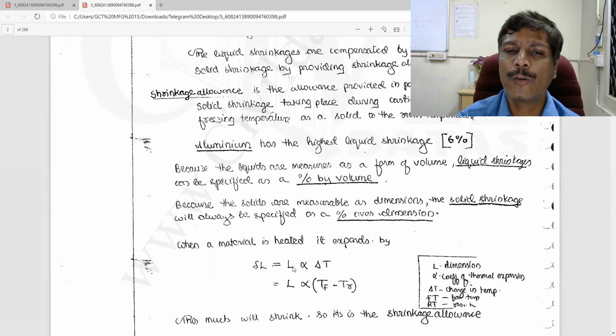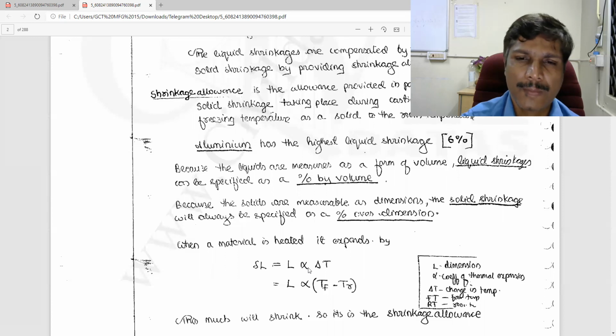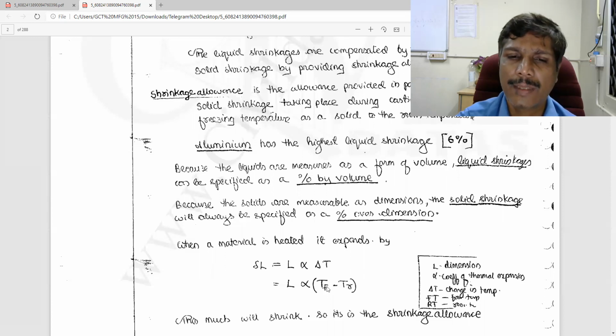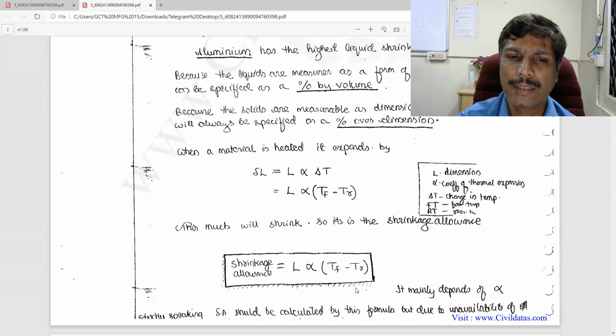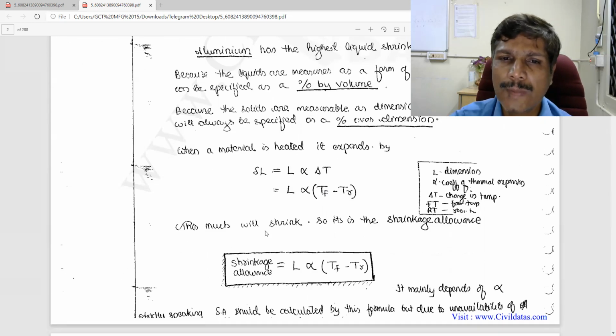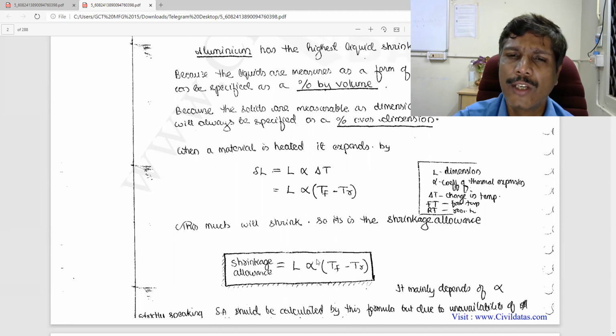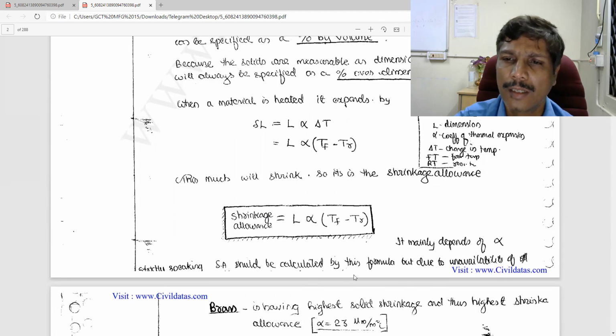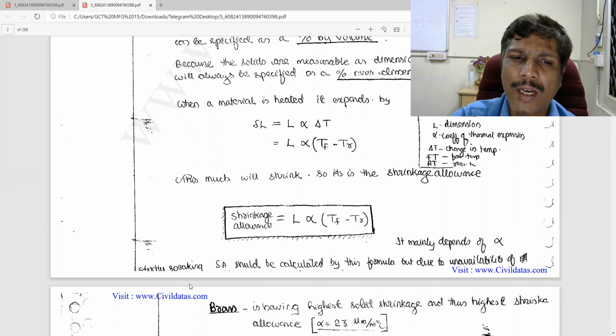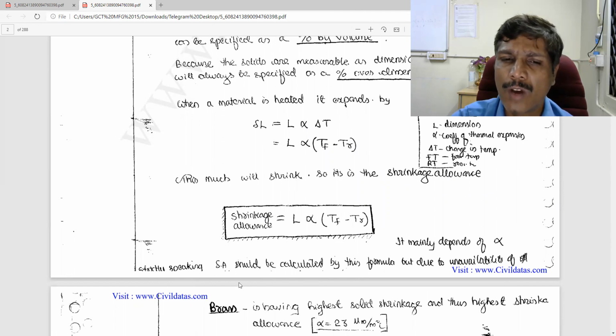When the material is heated, it expands. The delta L can be found by L into alpha into delta T, where L is the length, alpha is the coefficient of expansion, and delta T is the change in temperature, from freezing temperature to room temperature. So this much it will shrink. So it is the shrinkage allowance: L into alpha into (Tf minus Tr). It mainly depends on alpha, and the temperature change can be calculated using this formula.